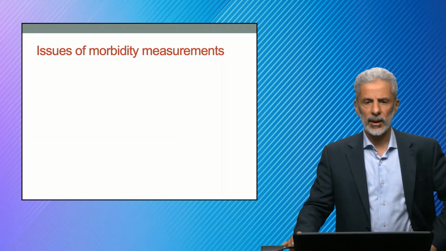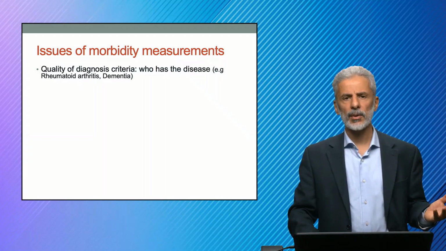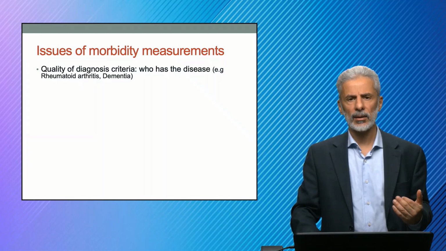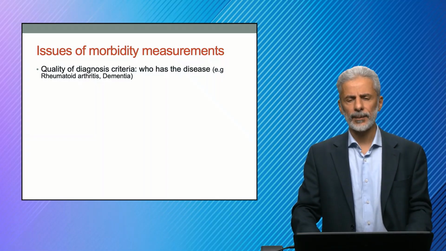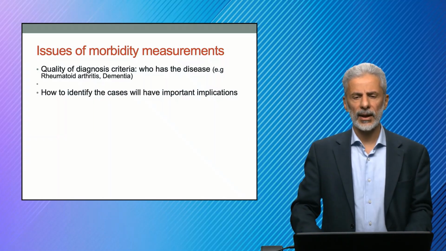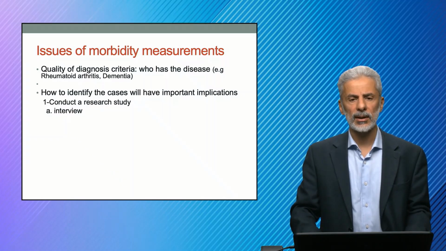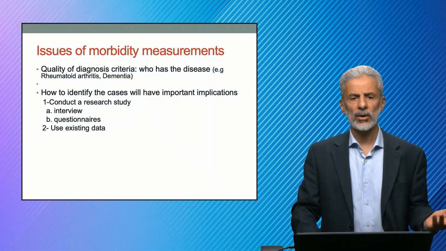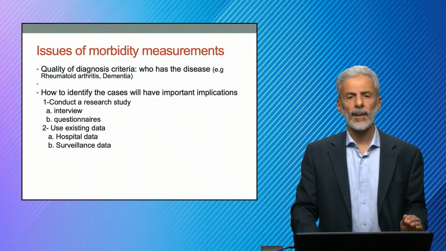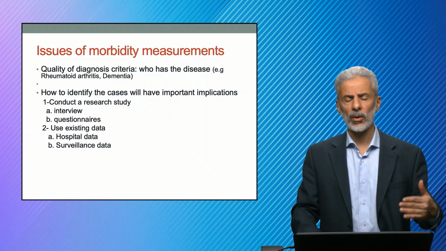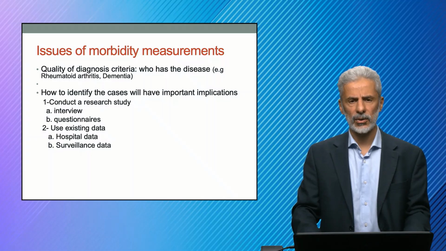So the issue of morbidity measurements is the quality of diagnosis, who has the disease, as we gave examples, rheumatoid arthritis, dementia. They can undermine the quality of the data and therefore the accuracy of our measurements of prevalence and incidence. How we identify the cases will also have important implications, especially to incidence. So we have to, for example, conduct a research study, do an interview, get questionnaire data, or if we use existing data, we have medical records or surveillance data. All these will dictate the quality of the data, and therefore the quality of our measurements, and that can introduce error and bias, as we will discuss in later lectures in this course.